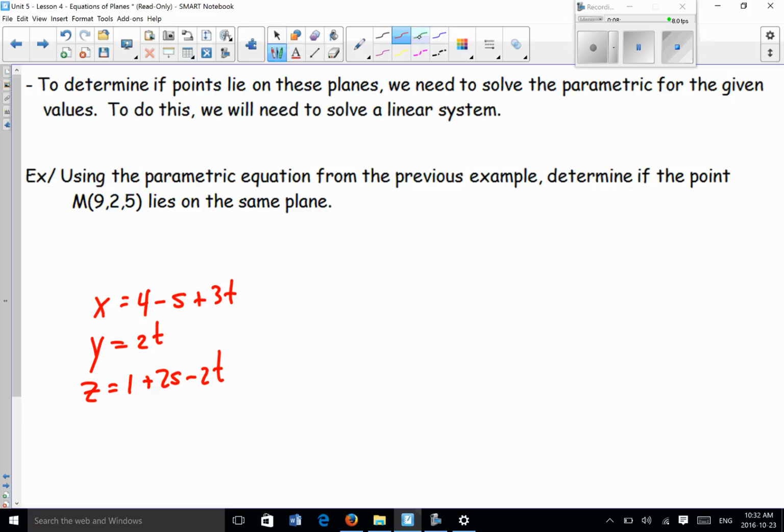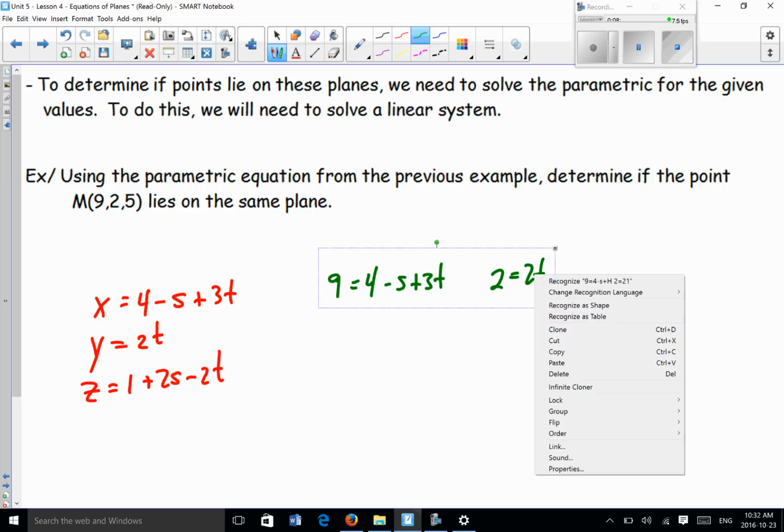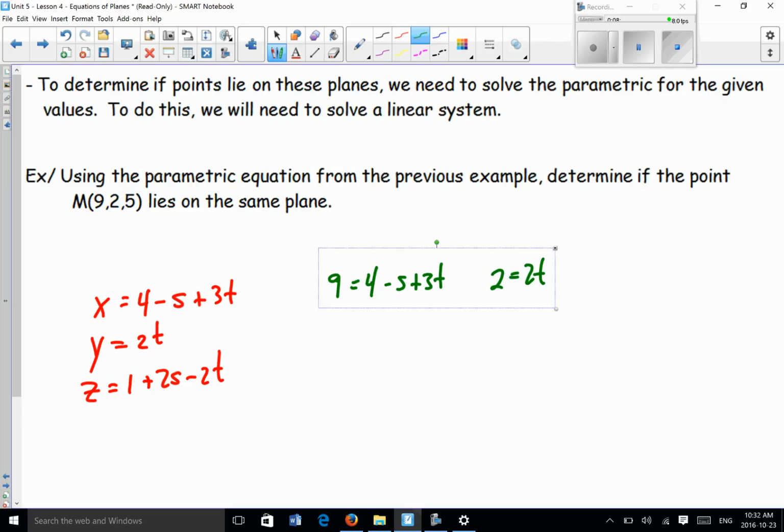How can we do that? Well, (9, 2, 5) is an x, y, and z, right? So we can write down that 9 should equal, if it works, 4 minus s plus 3t. y, 2, should equal 2t if that works. And z, 5, should equal 1 plus 2s minus 2t if it works. So we've got two variables, we've got more than two equations. We can solve two and check the third. So I'm going to pick the easiest two to solve. And I think the easiest one to solve for sure would be this one, right? Because I can solve that right off the bat, t is 1.